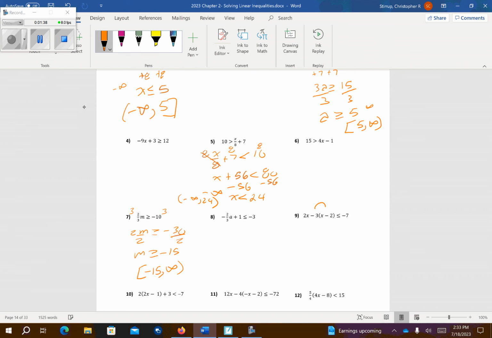Number 9, make sure you distribute the negative over the parentheses. Combine like terms, so I get negative x plus 6 is less than or equal to negative 7. Subtract 6 from both sides, so negative x is less than or equal to negative 13. Multiply both sides by negative 1. This will flip the sign over. Okay, so that's going to go to infinity. So it's a hard bracket at 13 to infinity.